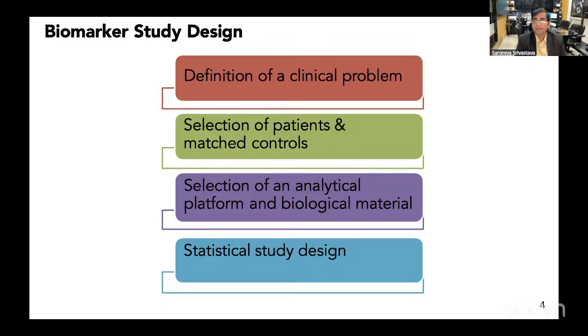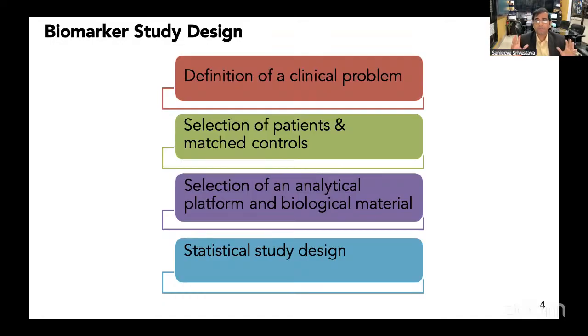Because again, we should look at the sample which is most proximal to that disease. For example, for a brain tumor, looking at cerebrospinal fluid and the brain tissue of the tumor will be most relevant. Saliva or plasma may not be the most relevant sample, right? So you have to think about that kind of study design, and then look at the statistical study design. What should be the best way of looking at different cohorts and looking at the power of the analysis?